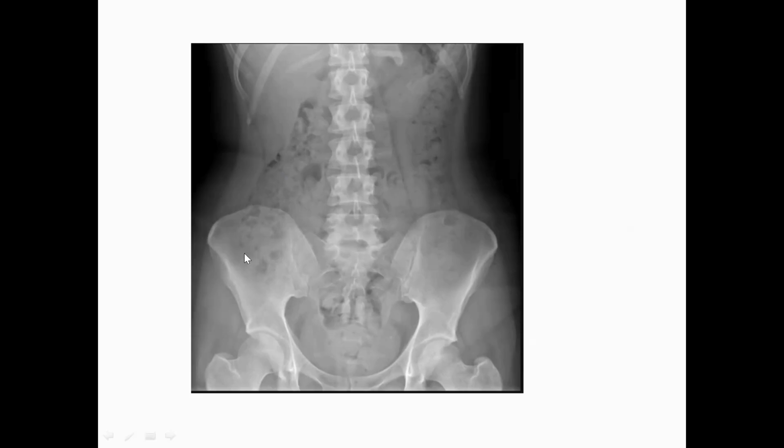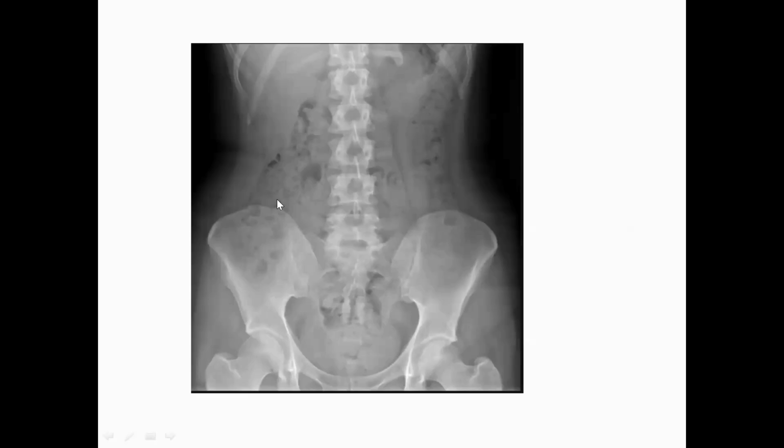So here, how did I know this is the large bowel? The large bowel is peripherally located, and its diameter is definitely more than 3 centimeters, up to 6 centimeters, and it contains feces. Feces mixed with gas give us a mottled appearance.